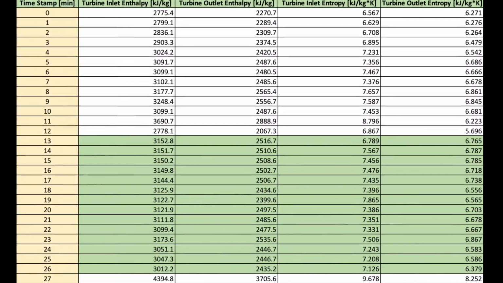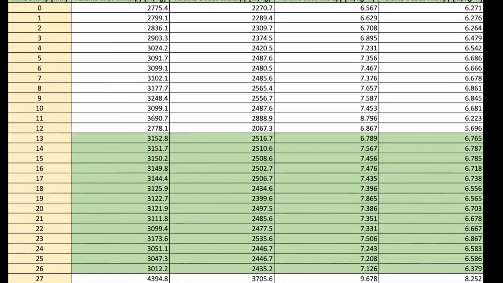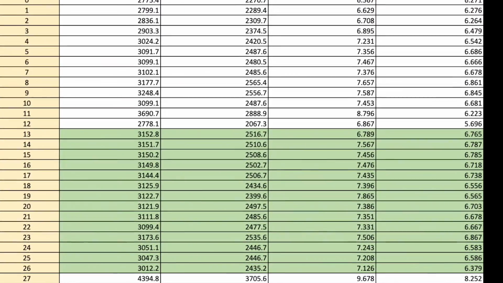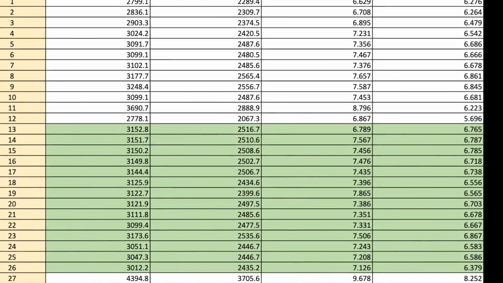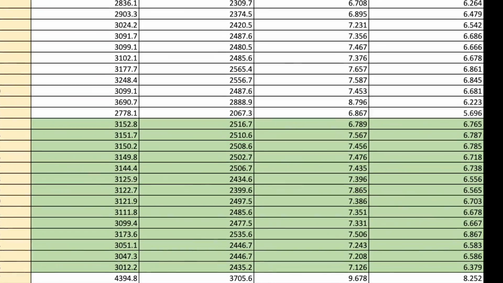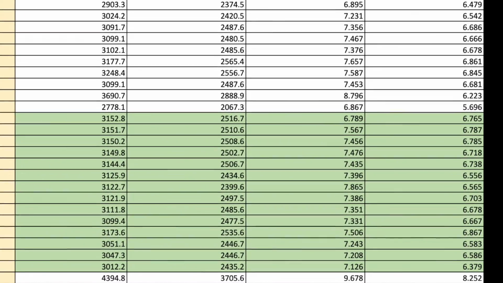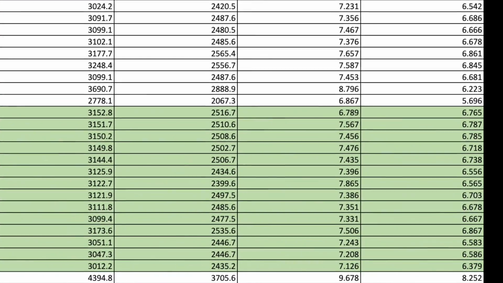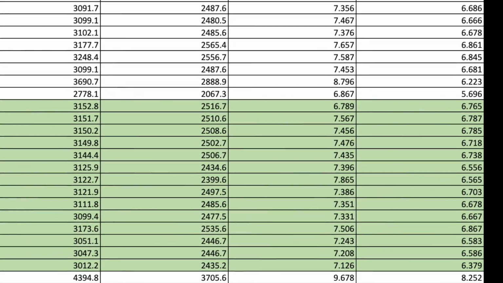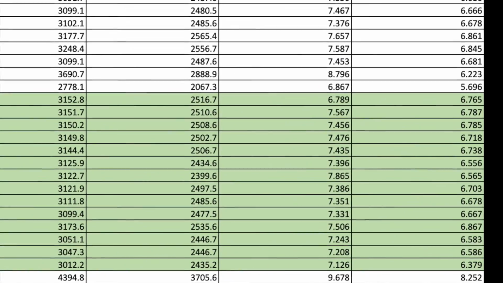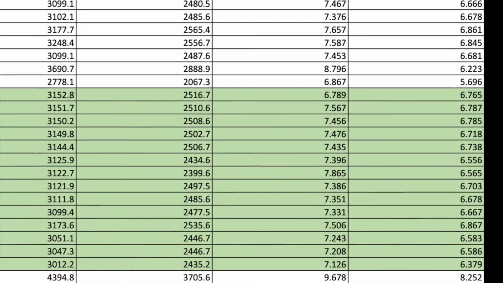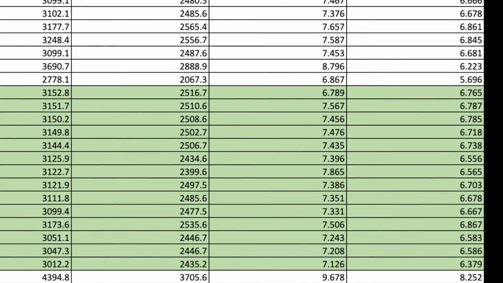Highlighted in green is what we're going to call our sweet spot zone. As temperature and/or pressure increase or decrease, enthalpy and entropy follow the same trend. This section of data shows slight fluctuation, but an overall trend of decreased enthalpy at the turbine outlet compared to the turbine inlet, as well as a decreased entropy at the turbine outlet in relation to the inlet.